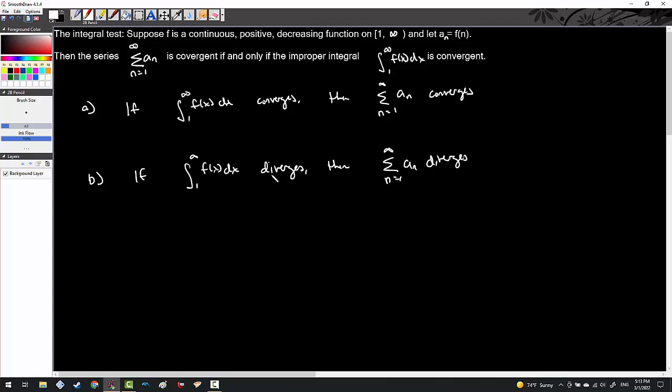And so hopefully that makes enough sense. The idea that f needs to be continuous and positive, the continuous, hopefully that should make sense. But positive and decreasing, that actually should make sense too.